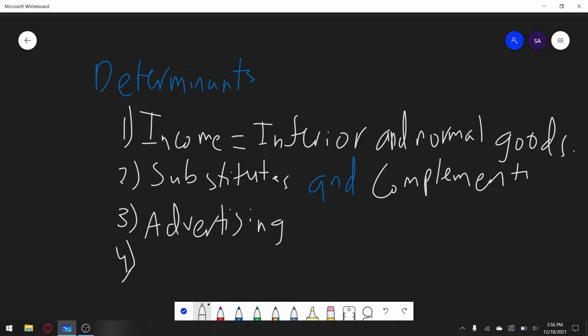Then we have tastes, personal tastes, changes in fashion, and habits. So let's just write tastes. Changes in habits, fashion, and taste can affect the demand for all types of goods and services. Products that become fashionable, such as smartphones, enjoy an increase in demand, whereas those that become unfashionable, such as clothes from a different season, experience a fall in the quantity demanded.